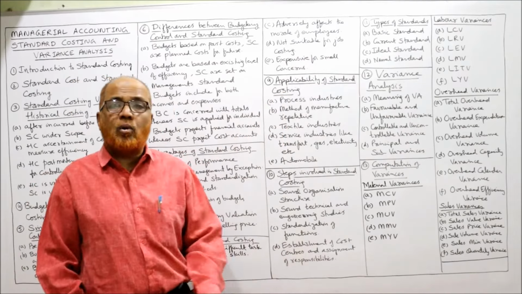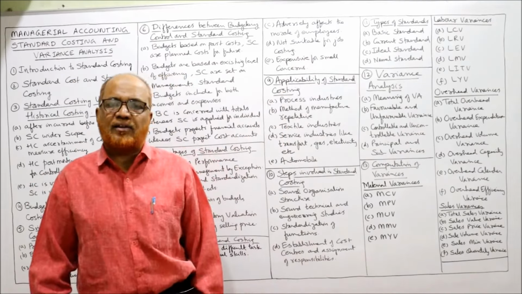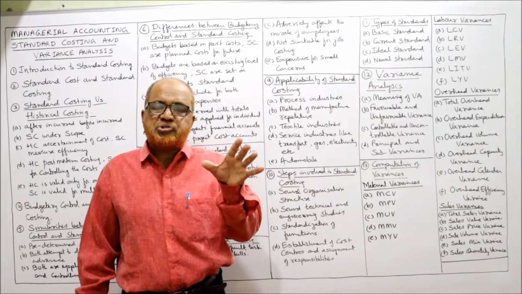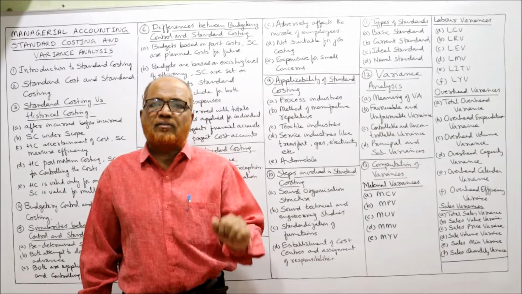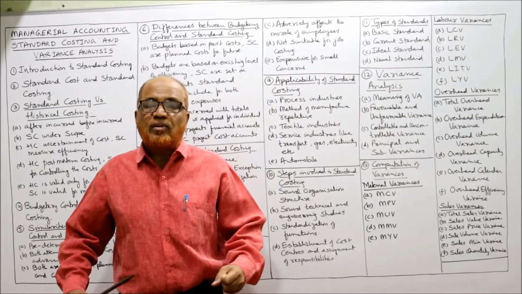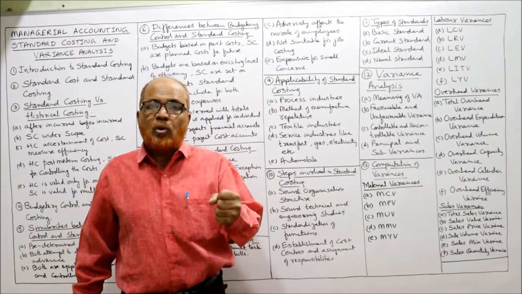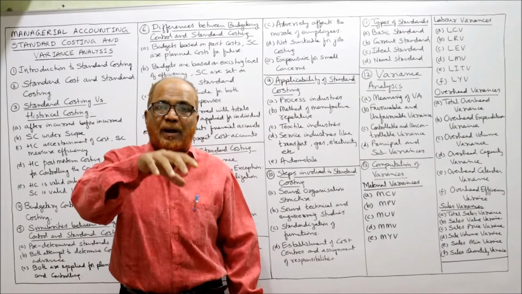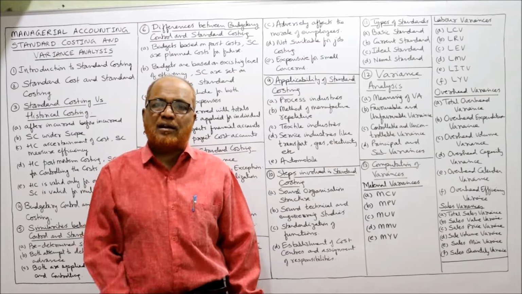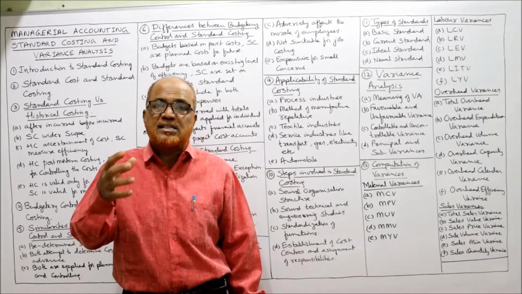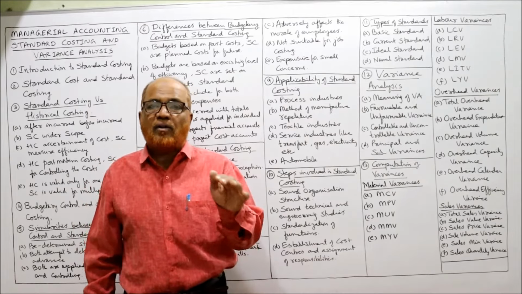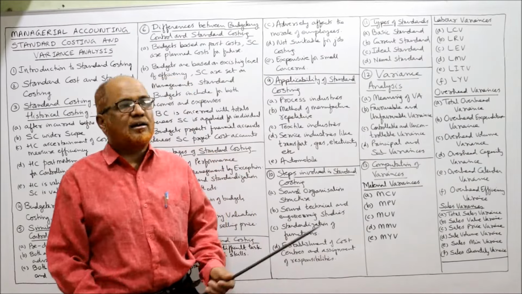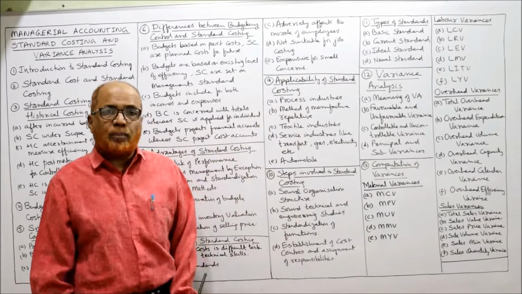Adversely affects the morale of employees, the workers. When we put the standard, for example, if very strict standards are implemented on the workers, then workers will become frustrated. The morale of the workers will come down because they are forced to perform according to the standard. So there is a possibility, there is a chance that the morale of the workers may come down if we strictly implement standard costing. Not suitable for job costing.